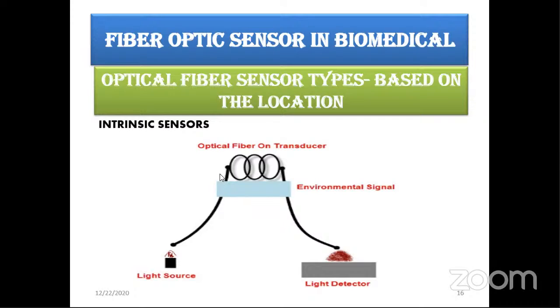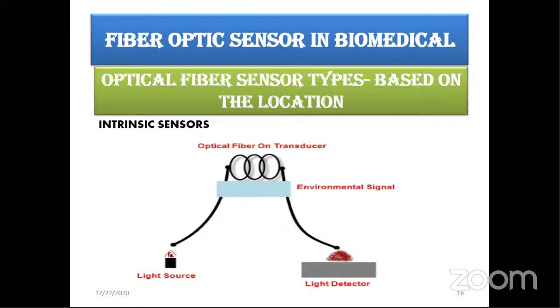Actually, here the sensors depend on the properties of the optical fiber itself to convert the environmental action. Whatever may be the environmental action, there may be some strain or stress. So it converts the environmental action into a modulation. If there is any strain or stress, this environmental action is converted to modulation of the light beam passing through it.